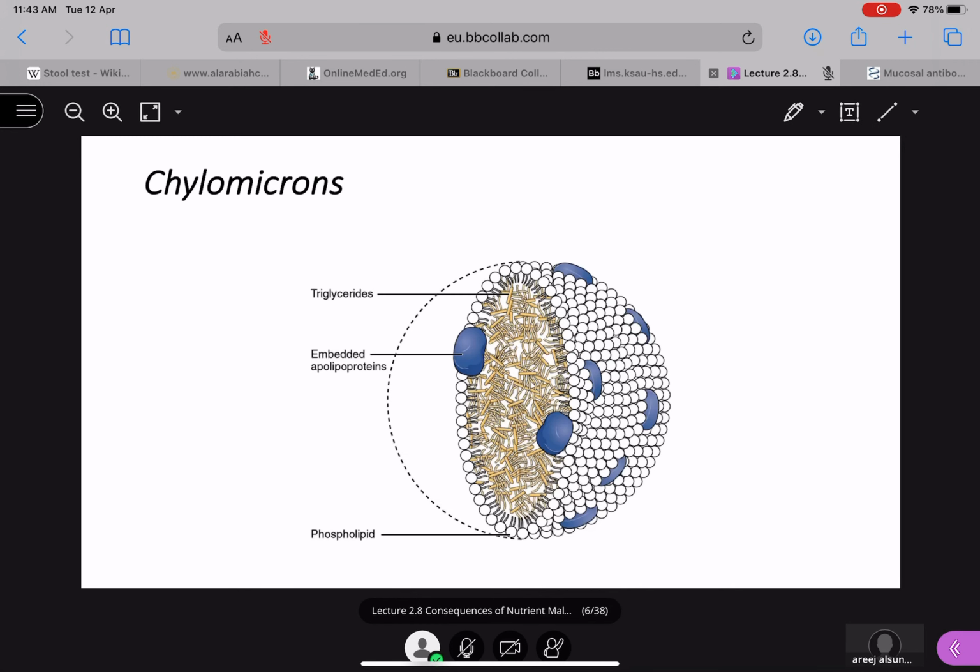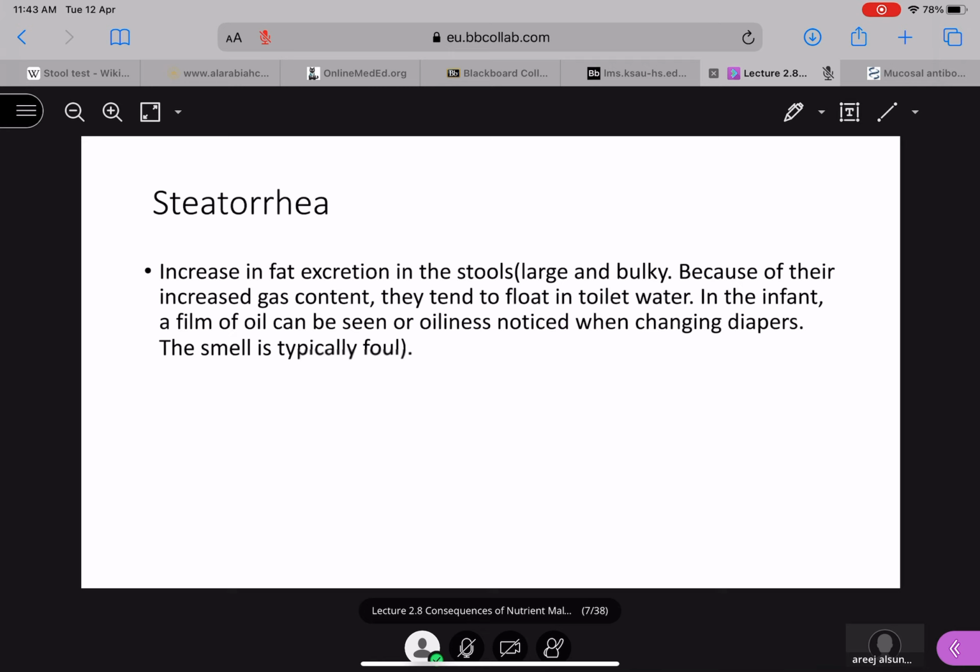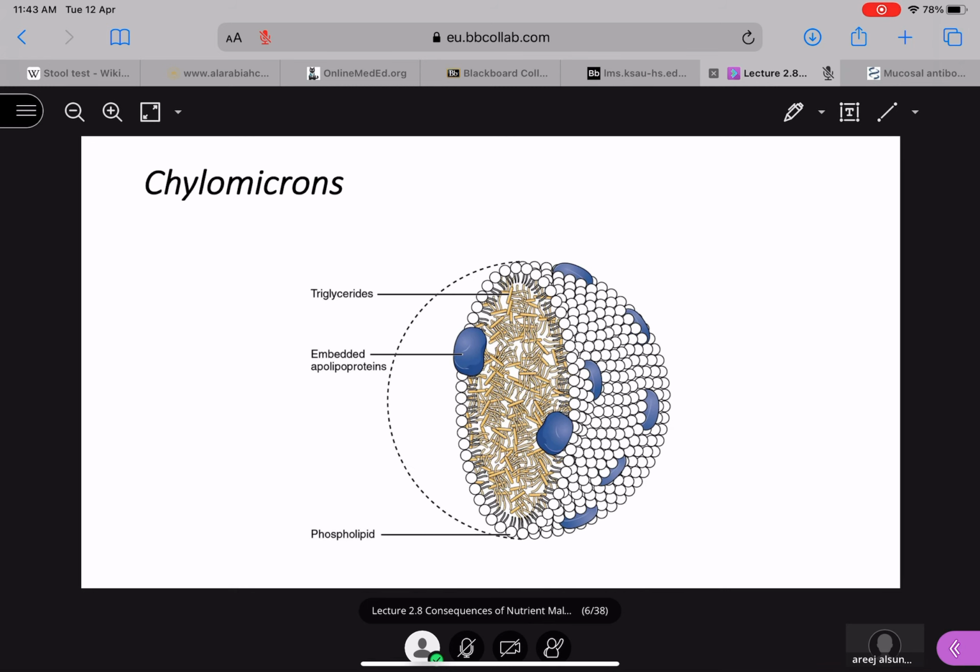And in this picture, you're going to see the structure of the chylomicron. Okay, so this is the structure of the chylomicron. In the middle, we have the phospholipid, we have the triglyceride, we have the fat soluble vitamin, and this will be attached to what we call apoprotein, which will make it more water soluble.